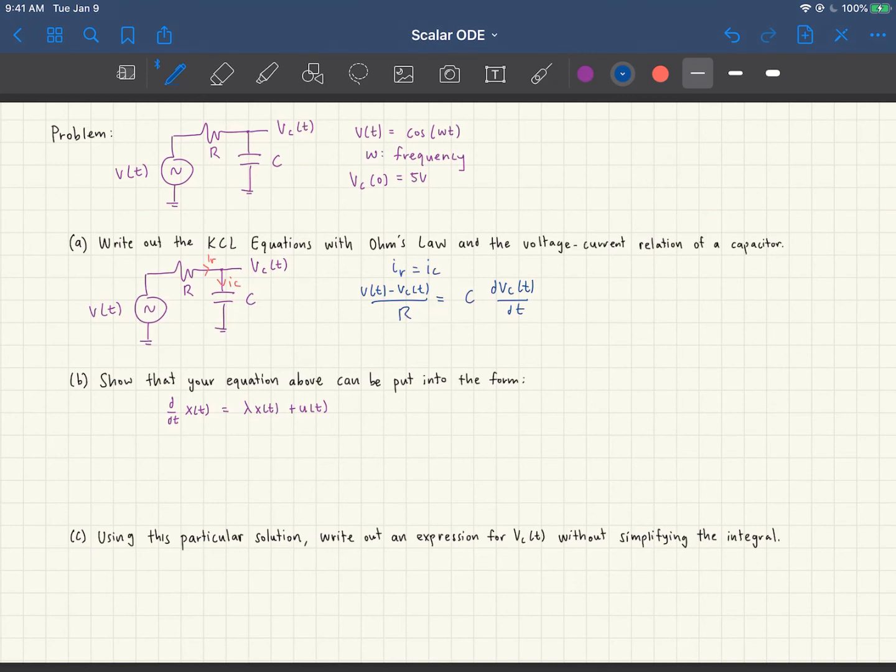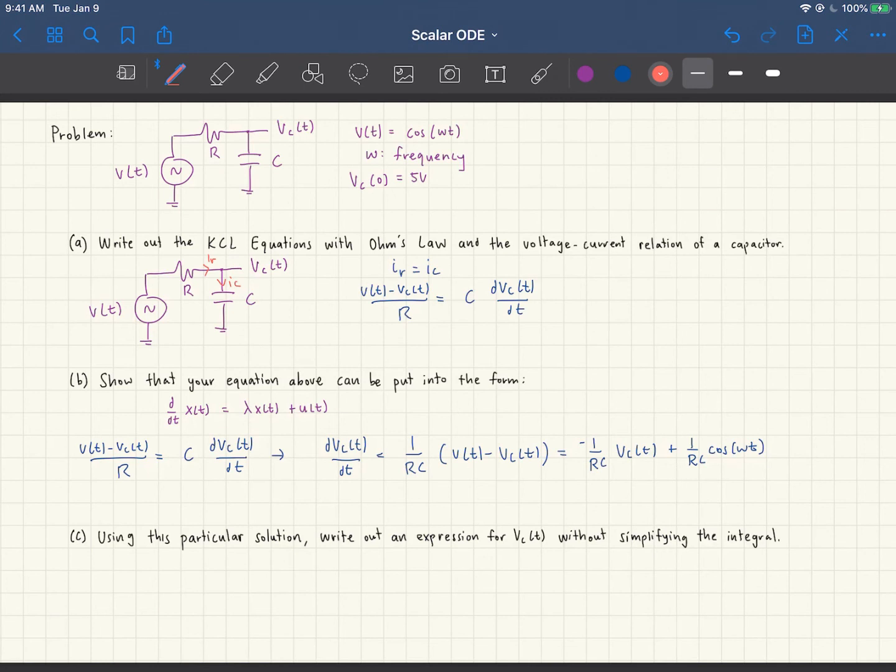Now let's show that the equation can be put into the following form: dx dt is equal to lambda x of t plus u of t. So I'm just going to copy the differential equation over from the previous part. And I want to put my derivative on one side. So I'm going to put dVc of t dt on one side. I can get this by dividing by C, and I'll get that's equal to 1 over RC times V of t minus Vc of t, and this will simplify out to negative 1 over RC Vc of t plus 1 over RC V of t. And V of t was just cosine of omega t.